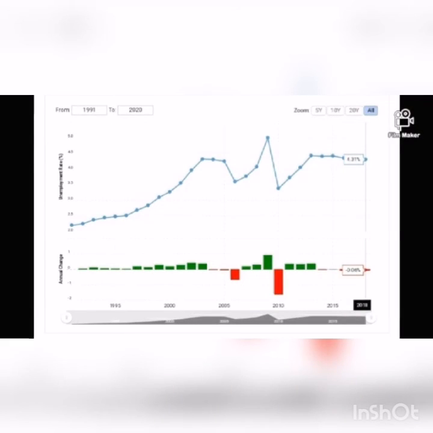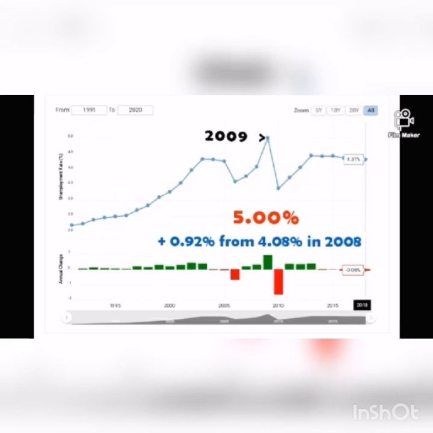If we Google unemployment rate in Bangladesh, we will get this graph. We can see from the graph that the unemployment rate fluctuates. Its average is about 3.88% from 1991 to 2019, but it dipped below 2.20% once in 1991. Let's go through the rate in 2008 and 2009. In 2009, the unemployment rate in Bangladesh was approximately 5.00%, which is the highest rate, after an increase of 0.92% from 4.08% in the previous year, which is 2008.